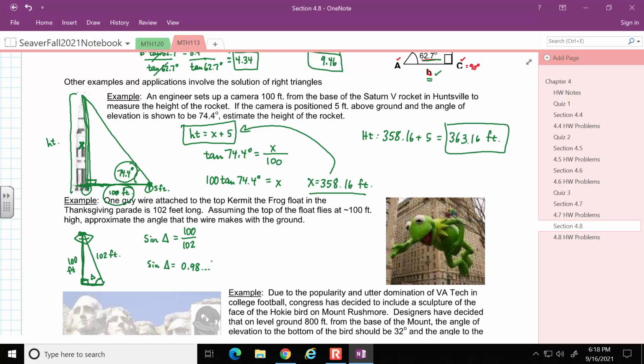The sine of some angle equals some decimal place. So if I take the inverse sine of both sides, that's going to give me the angle. And that's what you're doing. When you're taking inverse sine, inverse cosine, you're getting an angle in return. So essentially you're taking the inverse sine of both sides, and that leaves you with delta equals whatever your angle is.